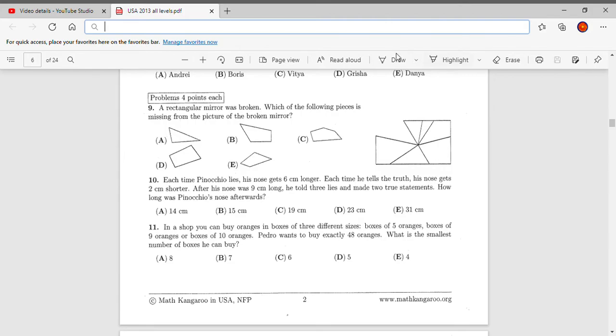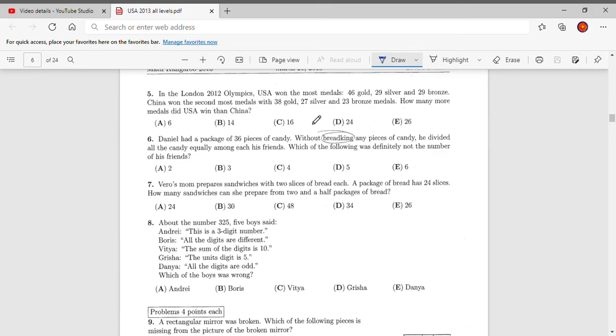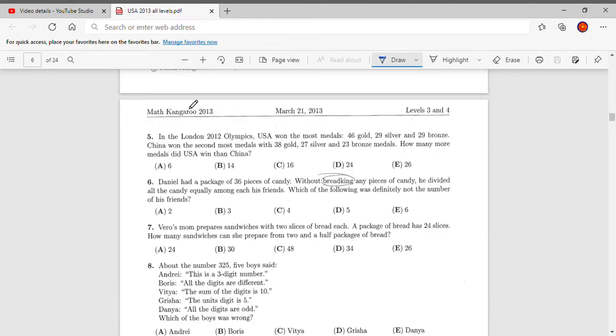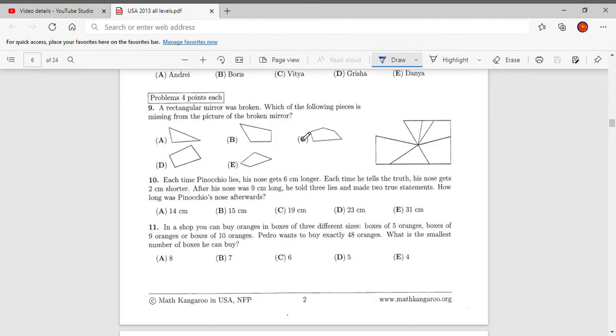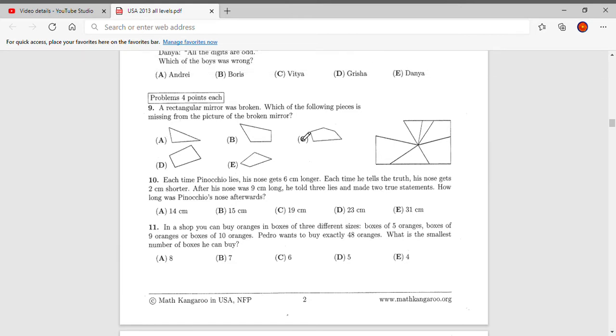For this video, I will be going over the 4-point problems for the Math Kangaroo 2013 test for levels 3 and 4. So let's get started with number 9. A rectangular mirror was broken. Which of the following pieces is missing from the picture of the broken mirror?